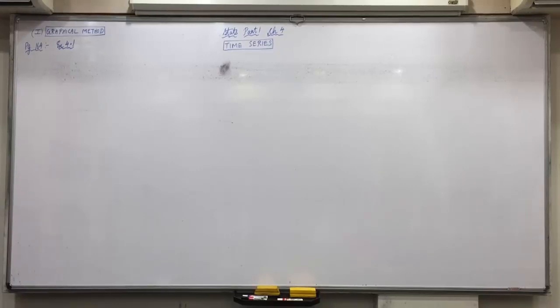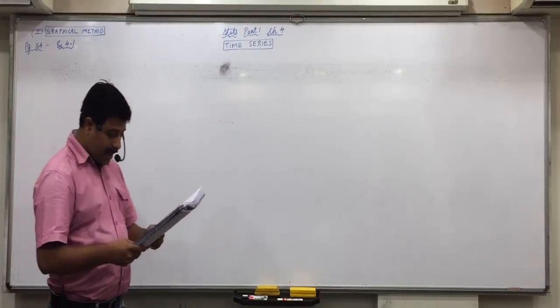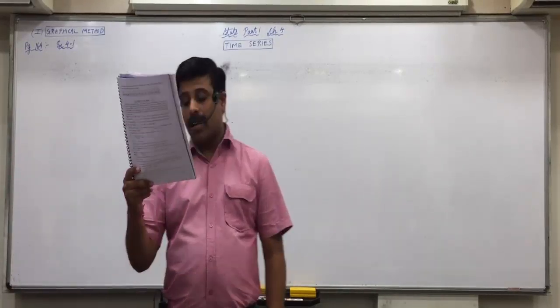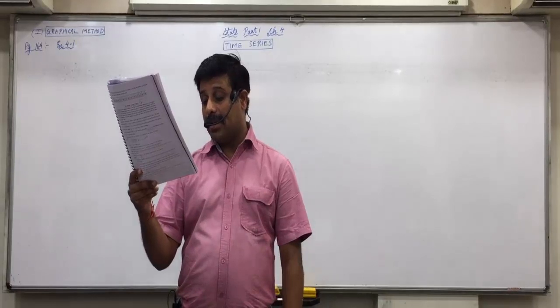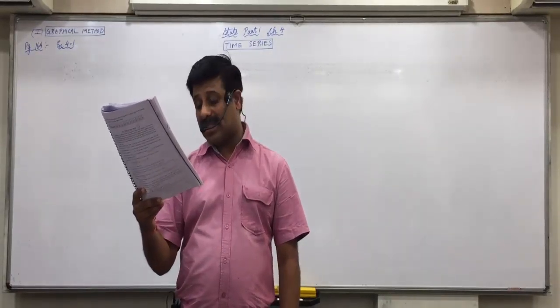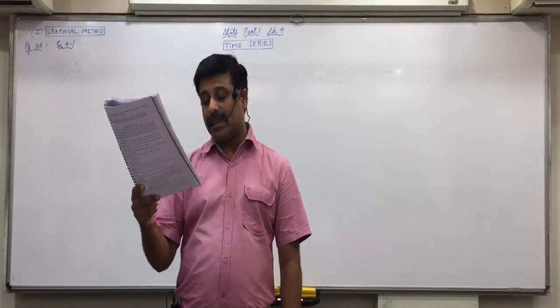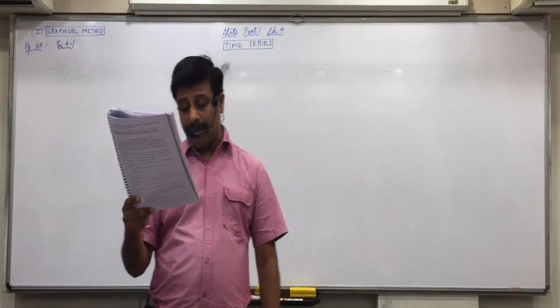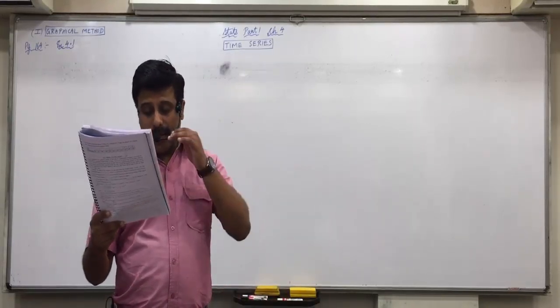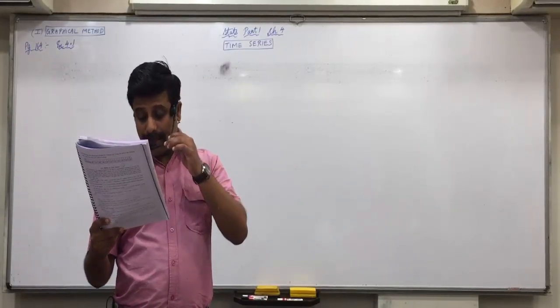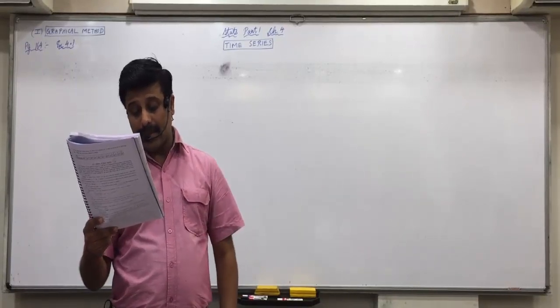Page number 164, exercise 4.1, question number 3. The data regarding the number of girls YT per 1000 boys in the age group of 0 to 6 years of a state are given in the following table. Obtain the linear trend using the graphical method.